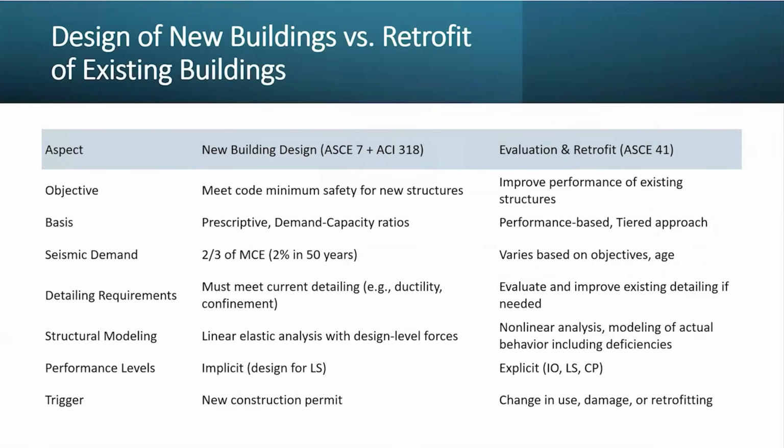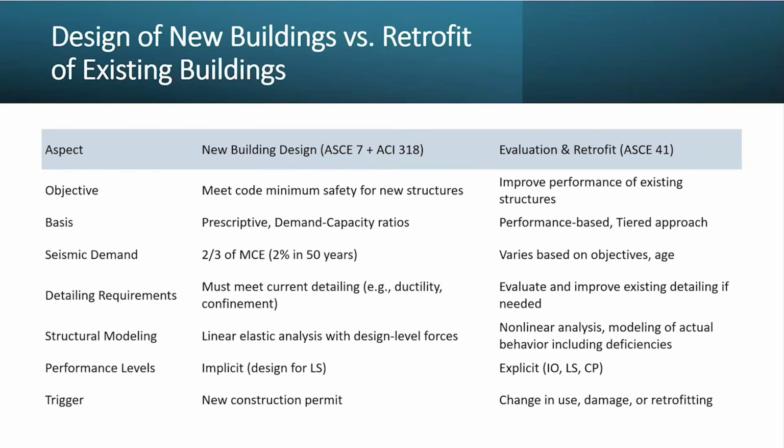We have to compare very carefully what's the difference between a new building design and evaluation and retrofit, between ASCE 7, ACI, and ASCE 41. First of all, the objective is different. In the new building, the objective is to meet the code minimum requirements. But for evaluation, it is to improve performance of the existing structures, not to meet the code requirements anymore. It can't be done. Design is prescriptive, demand-capacity ratio based. Evaluation is performance based, with a tiered approach, as I mentioned.